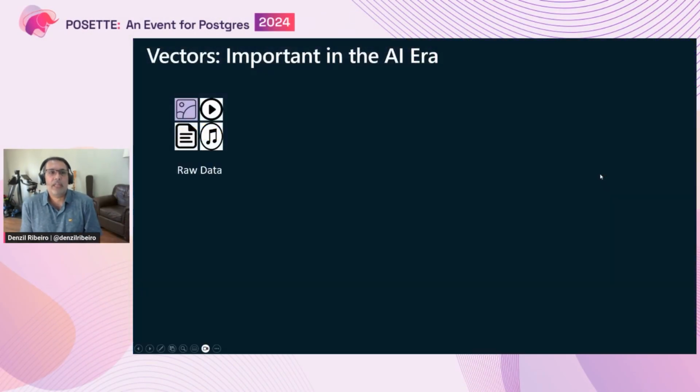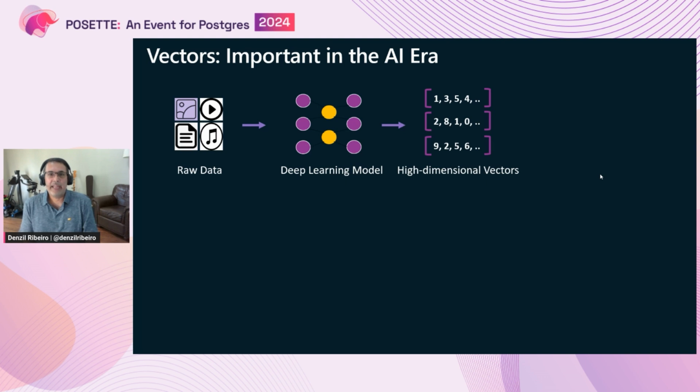So the first thing we'll look at is vectors and the importance of vectors in the AI era. Raw data such as video, text, and audio are passed to a deep learning model, which creates something called embeddings. Embeddings are nothing but an array of real numbers that represent the text or audio or video in a format that machine learning algorithms understand. Using these vectors, you can then calculate distance. Distance between two vectors being close means they're similar to each other.